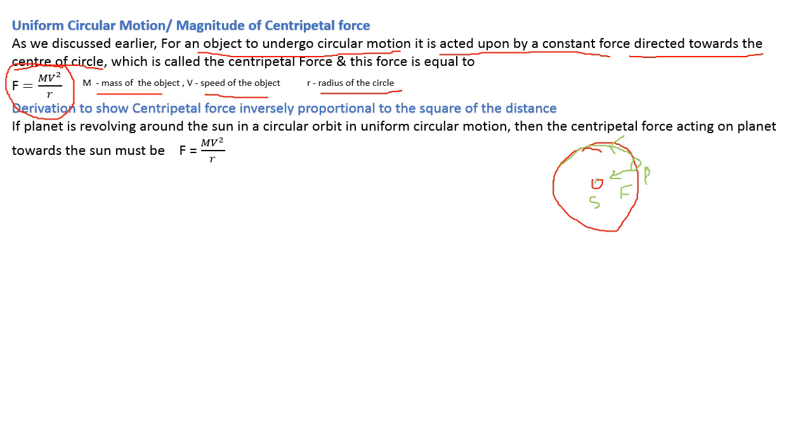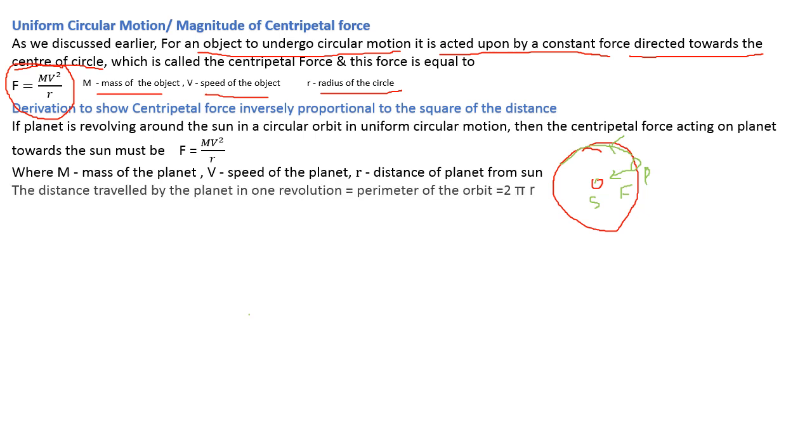So when the planet revolves in a circular path around the sun, it is acted on by a centripetal force acting towards the center. You can see this F, and that F equals mv square upon r. Now what is m? m is the mass of the planet, whichever planet you consider. v is the speed of the planet, by which it revolves around the sun, and r is the distance of the planet from the sun.